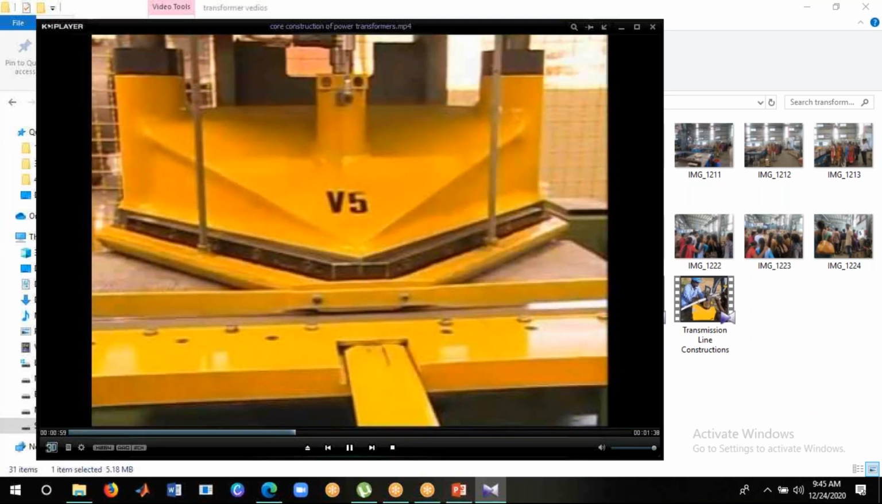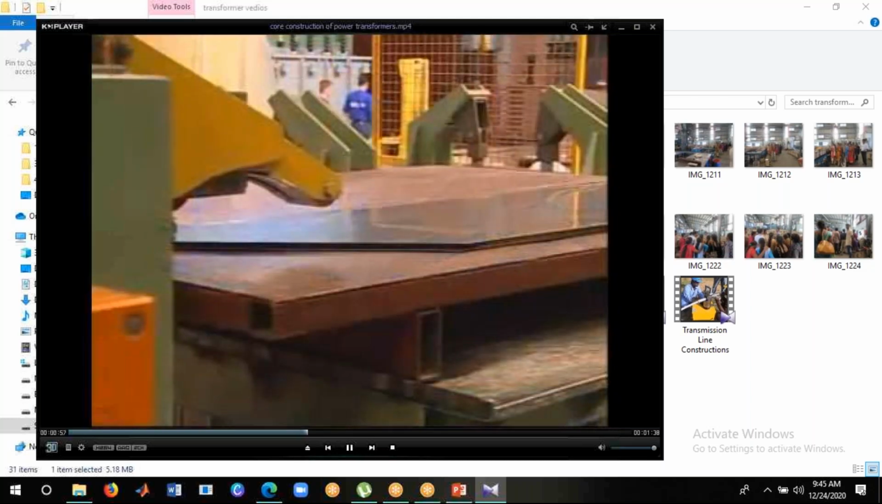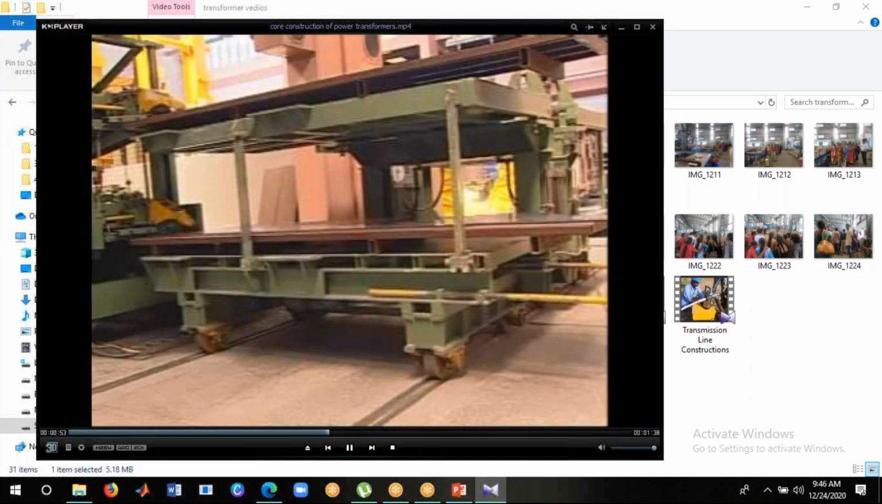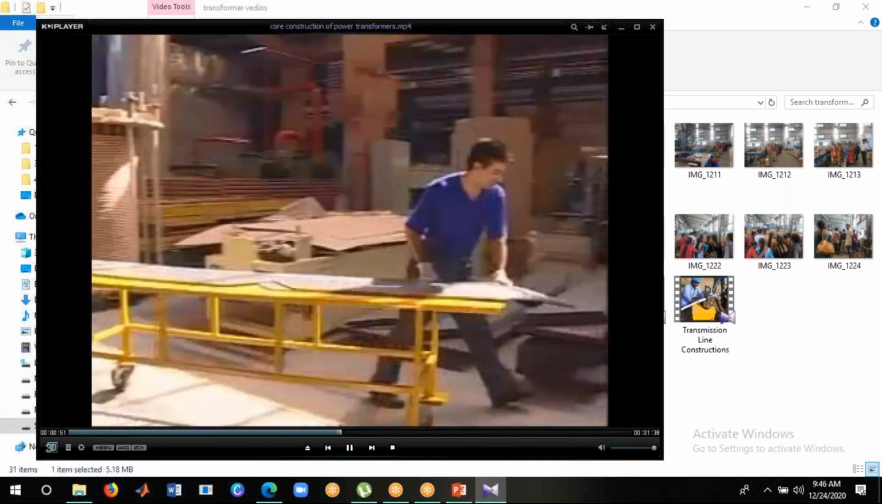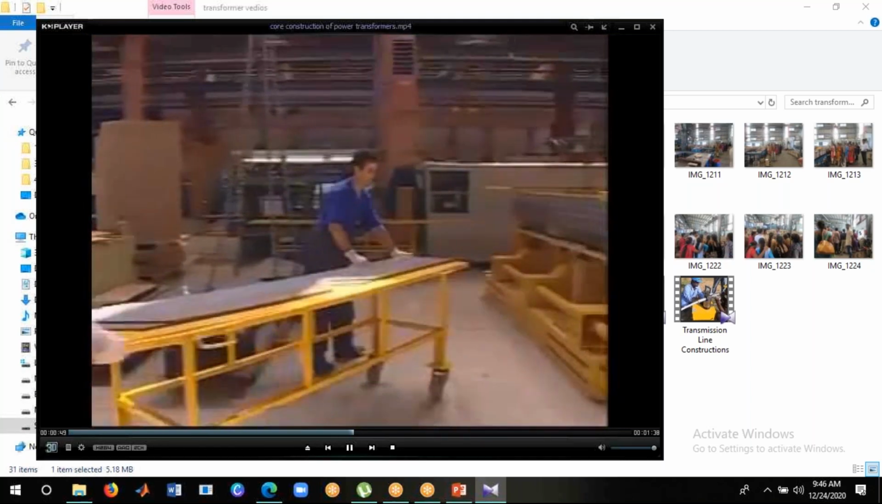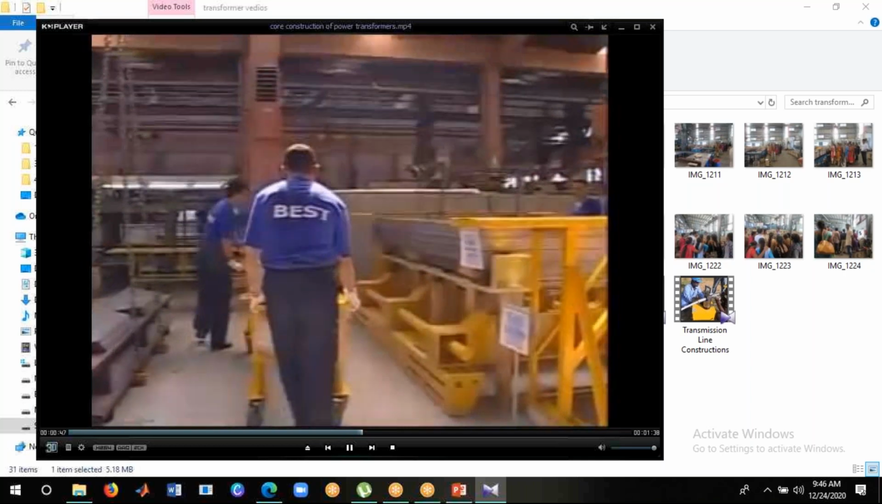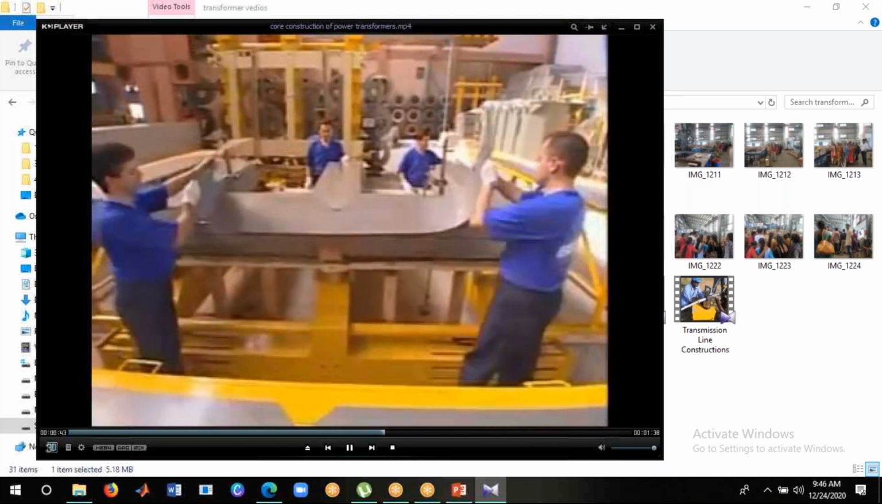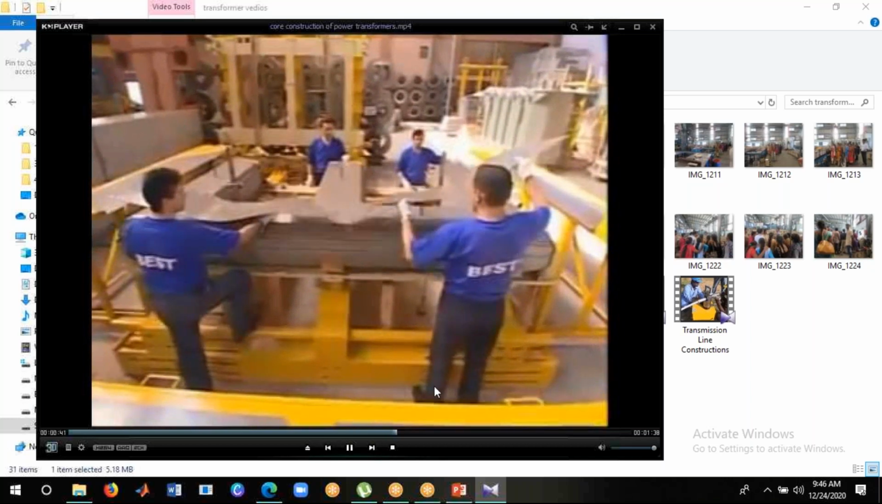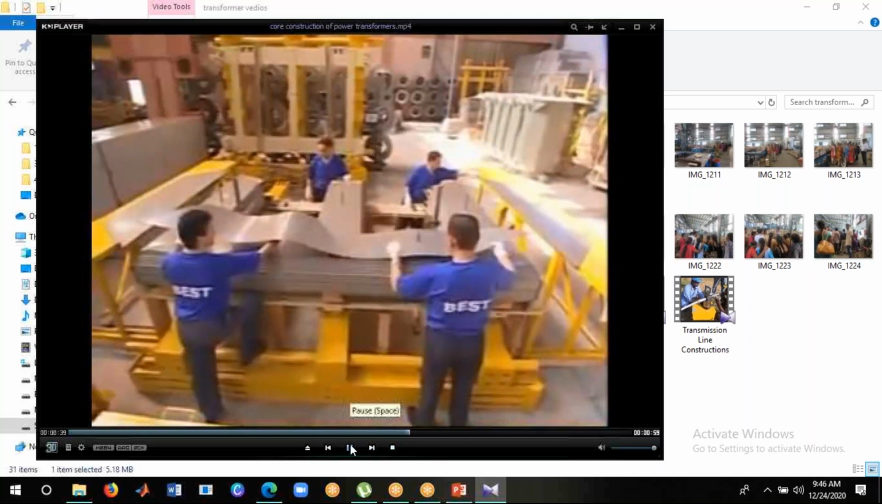Measures are taken to keep the noise level below the specification requirements. The silica sheets cut using advanced technologies are stacked by step-lap technique on special stacking tables. That technique of arrangement ensures minimized no-load losses and operating current.